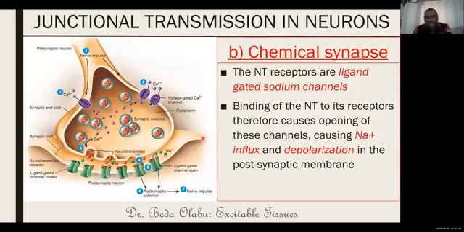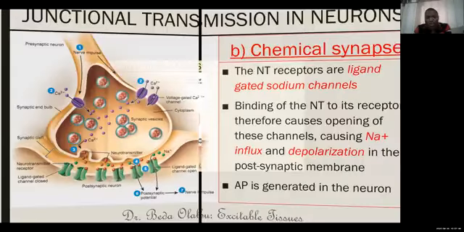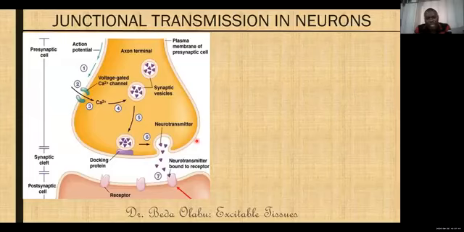Now, that was the main aim. We wanted a way in which an action potential here can move to the other one, and now we finally have an action potential in the postsynaptic neuron. That is how signals are transmitted in neurons. We've gone through the electrical synapse. We've also gone through the chemical synapse.